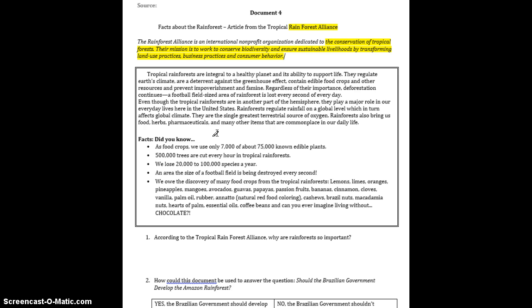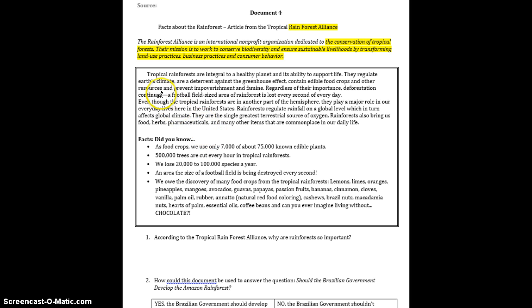Rainforests regulate rainfall on a global level, which in turn affects global climate. They are the single greatest terrestrial source of oxygen. Rainforests also bring us food, herbs, and pharmaceuticals, and many other items that are commonplace in our daily lives.